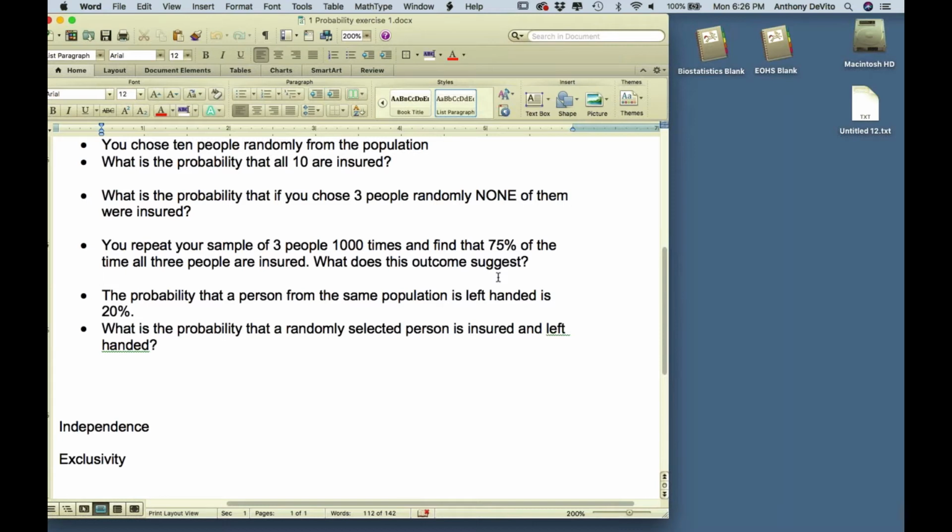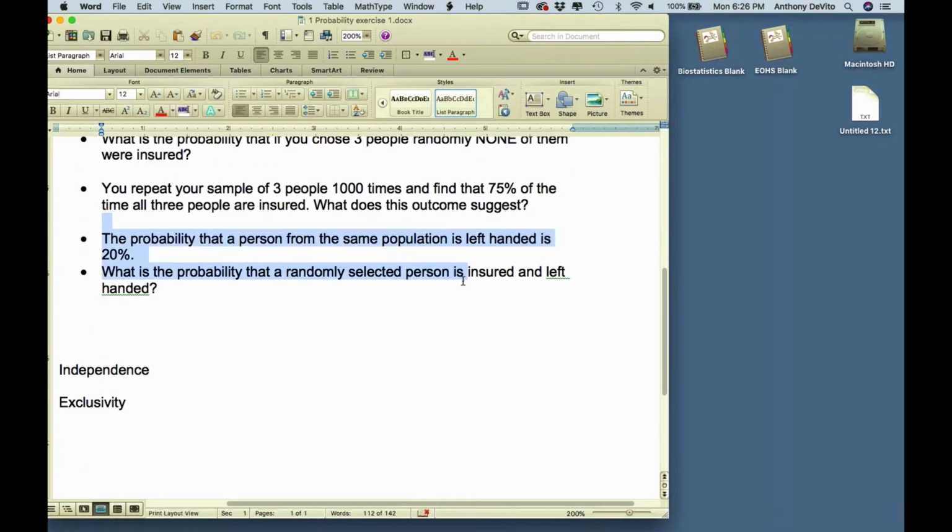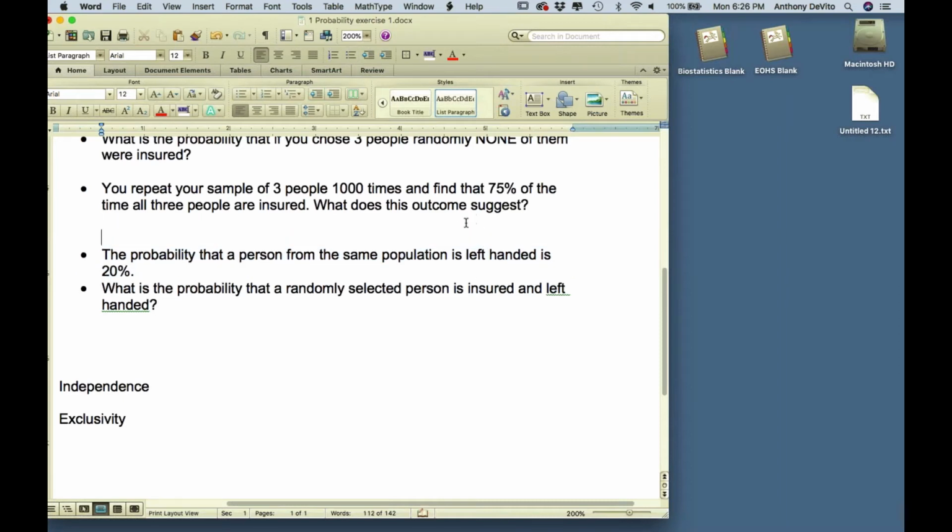So that might be a test on independence, right? Whether or not, if you take a large sample and repeatedly do this, you get the outcome that you would expect for 3 people being insured. Okay, so keep that in mind, because maybe something will come up in the future that might ask you to think about, in a certain situation, whether an outcome suggests that events are really independent.